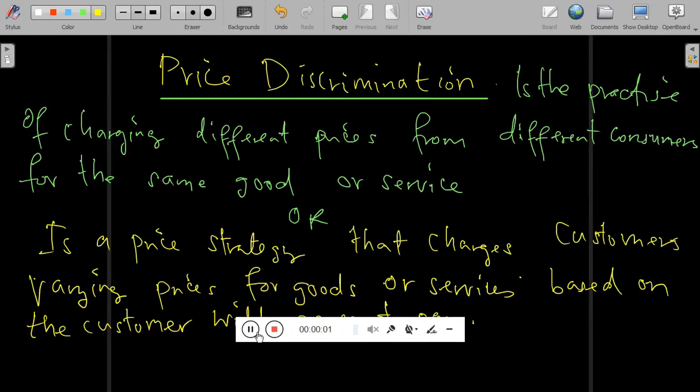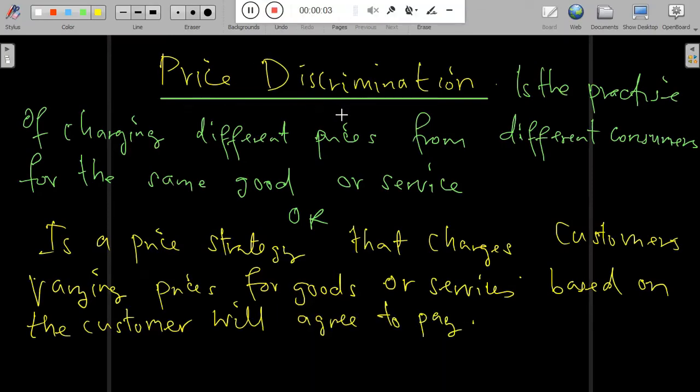Welcome to DC Economics. Today I'm going to take you through price discrimination. Price discrimination is the practice of charging different prices to different consumers for the same goods and services.